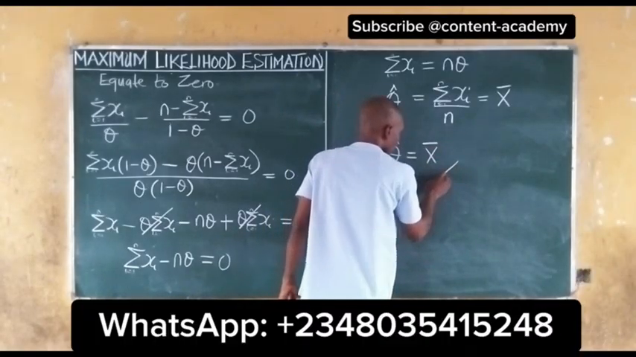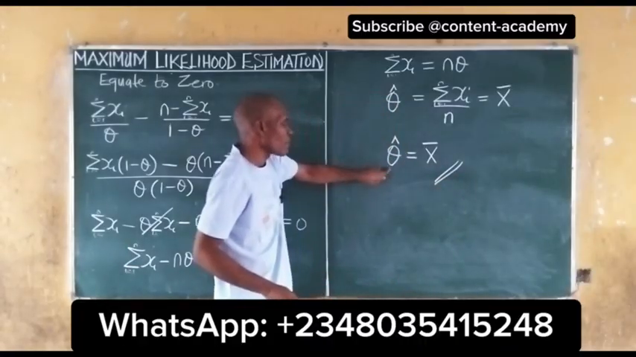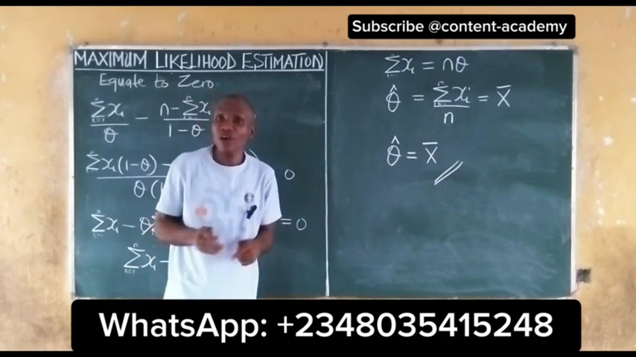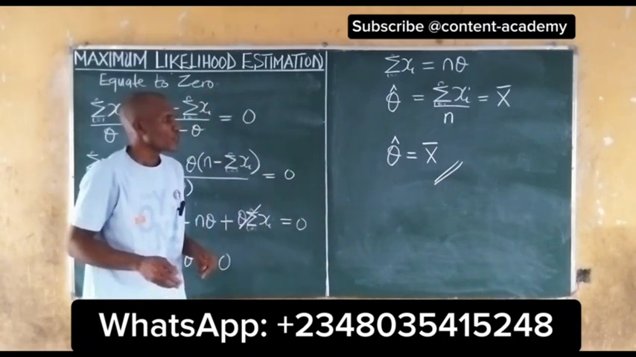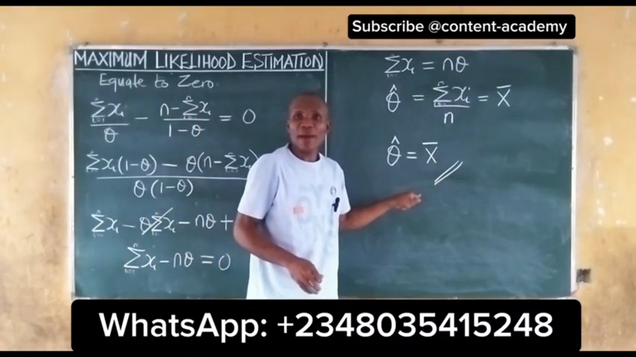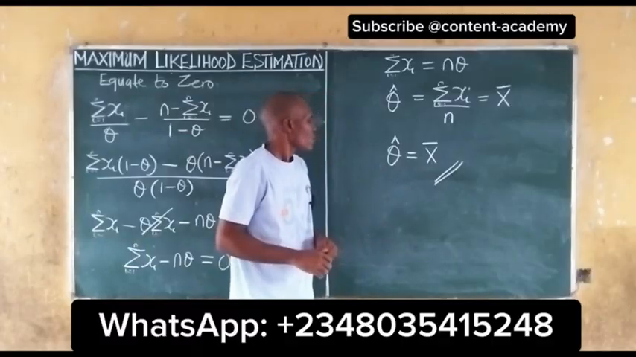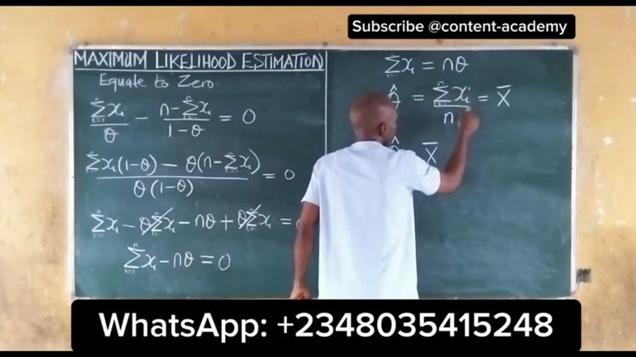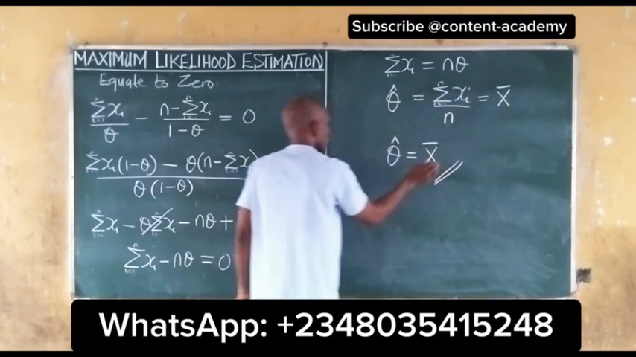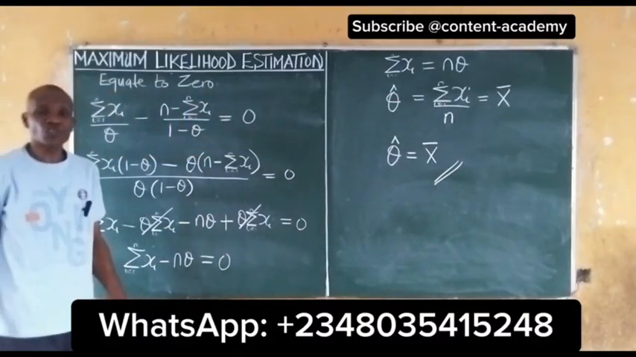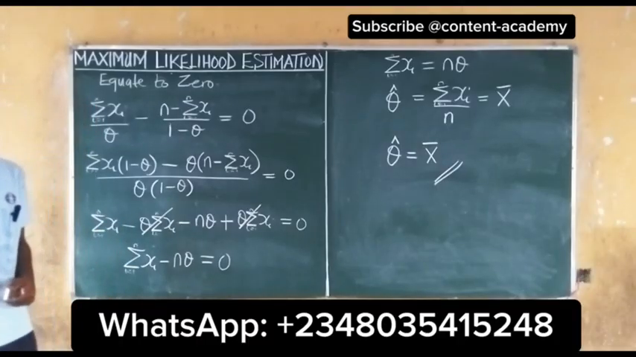So this becomes the maximum likelihood estimator for the Bernoulli distribution. So of course we can say this is unbiased. It's an unbiased estimator because this summation of xi all over n is equal to the mean. So this is our estimate for the Bernoulli distribution given the parameter theta.